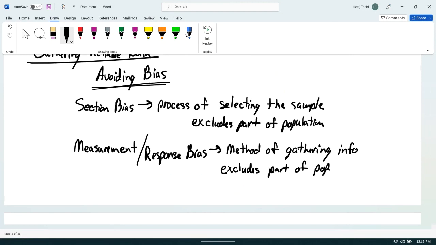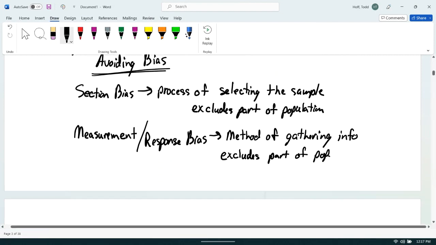But then we decided that we were going to call them at 6 o'clock at night. Well, people that are working night shift or second shift might not be able to answer their phone at that time of night. They wouldn't be able to be measured. Even though they were selected for the sample, we couldn't get information from them, so their data wasn't included. That's part of the measurement or response bias that keeps them from being part of the sample.